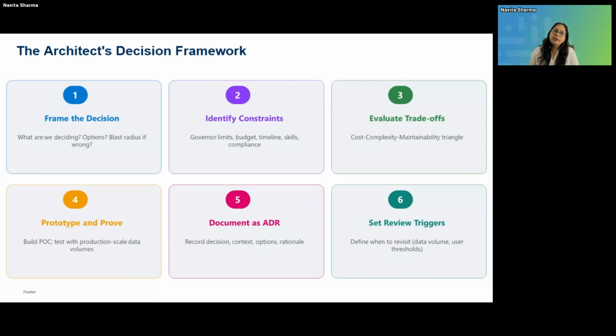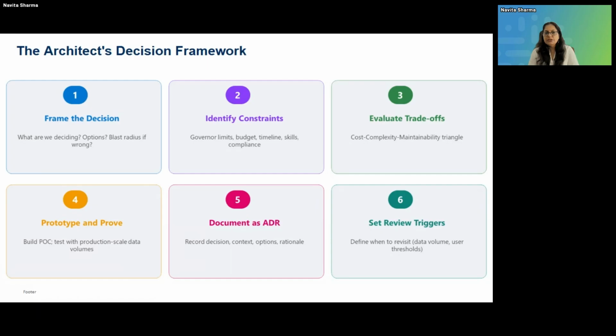For example, frame the decision, right? It looks obvious, but many times it is skipped. People don't know what exactly they are deciding: how they need to build that feature, what is the business driver, the business-critical requirement, and why they are framing that decision. So that is important.